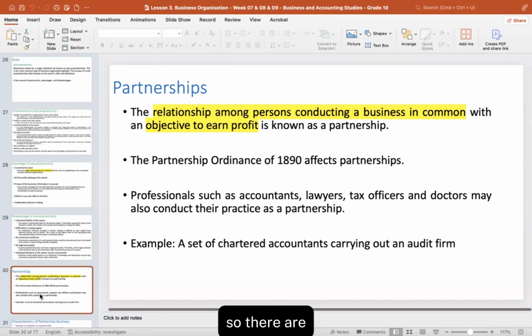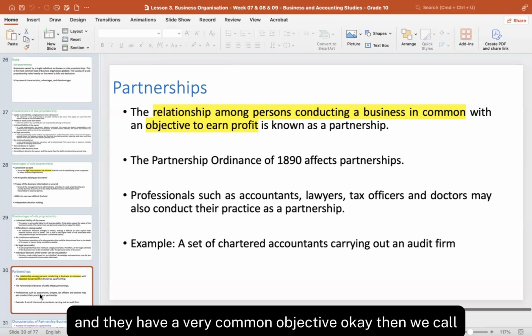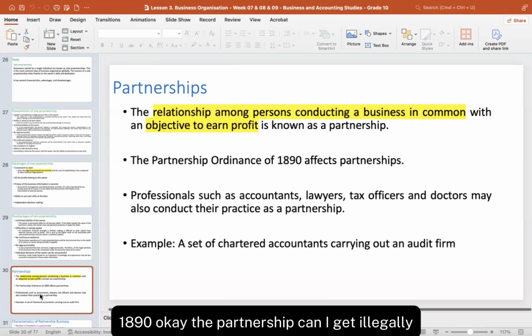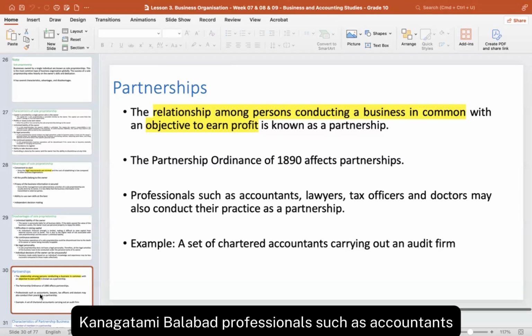Okay, so there are a group of individuals who are conducting a business, and they have a very common objective. Then we call it a partnership. කට්ටියක් එකතු වෙලා එකම objective එකකට මොන හරි business එකක් කරනවා නම් ඒක අපි partnership එකක් කියලා කියනවා. මේ partnerships govern වෙන්නේ partnership ordinance of 1890. Okay, the partnership කියන එකට legally නීතිය පැත්තෙන් බලපාන්නේ partnership ordinance of 1890 කියන එක තමයි.